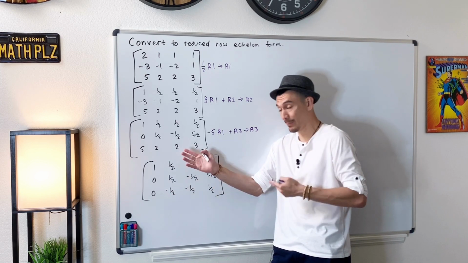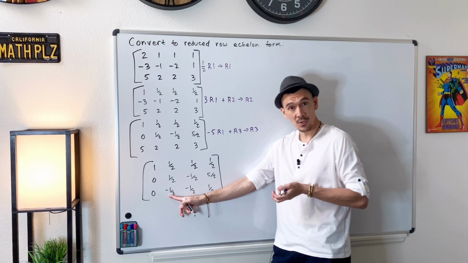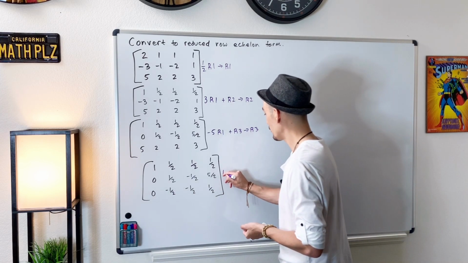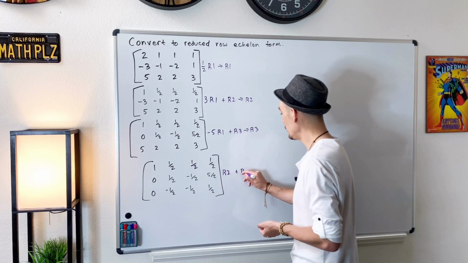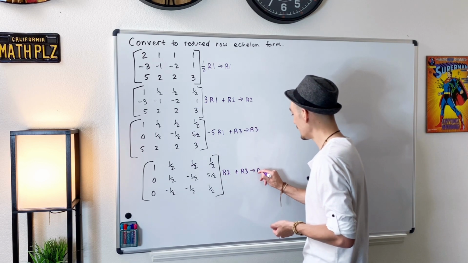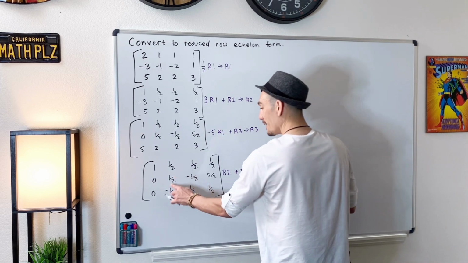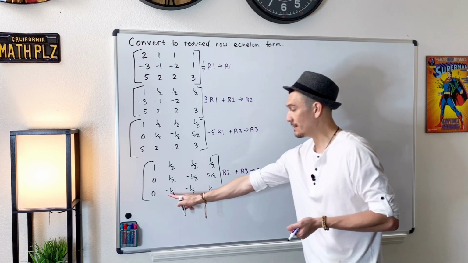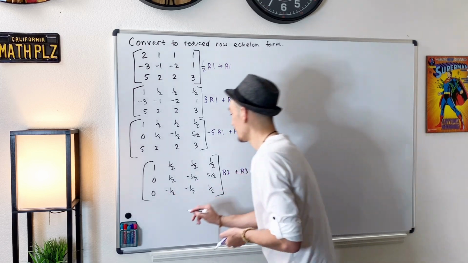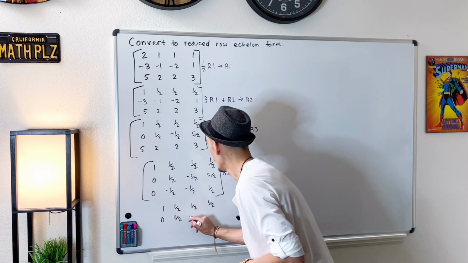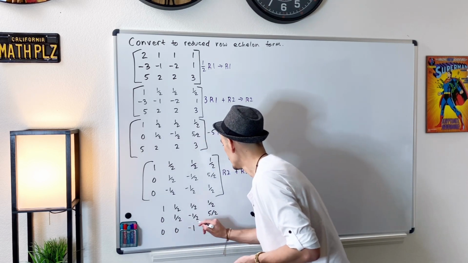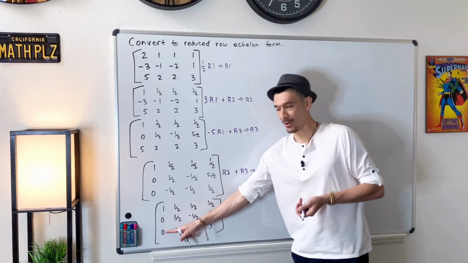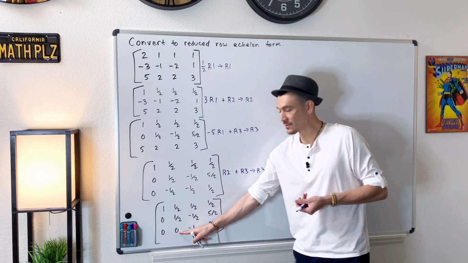Up next, I need this number to be 0. So based on what I see, to turn this into a 0, I can merely add row 2 plus row 3 to get the new row 3. Because if I add these, that's a 0, and that's what I'm currently focused on. So let's see what we get. Okay, so this is working out nicely. I have 1, 0, 0, and this is a 0.